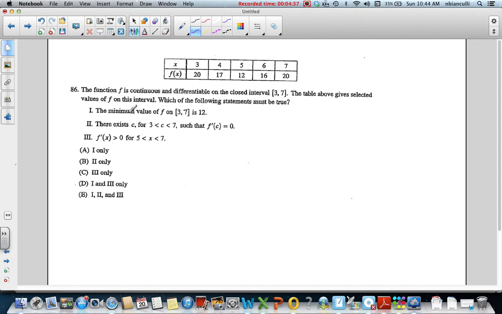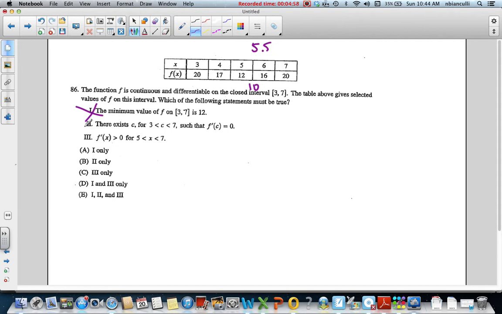The table above gives selected values of f on this interval. Which of the following must be true? Number 1 says the minimum value of f on [3, 7] is 12. Well, what's to stop me from saying that maybe at 5.5, the value of f is 10? Then the minimum wouldn't be 12.